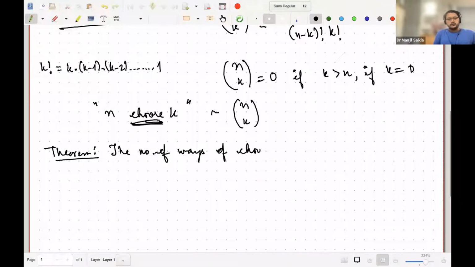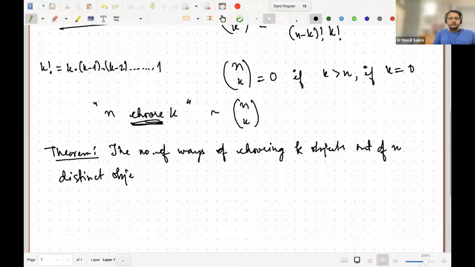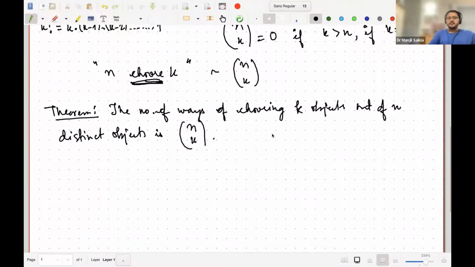choosing k objects out of n distinct objects is n choose k. Since we are going to choose objects, obviously k is less than or equal to n, and k is not equal to 0.